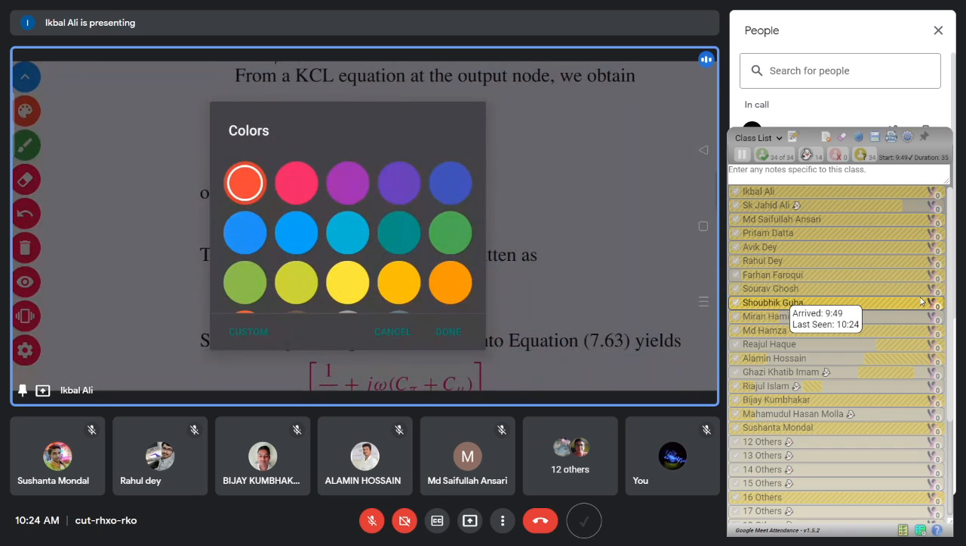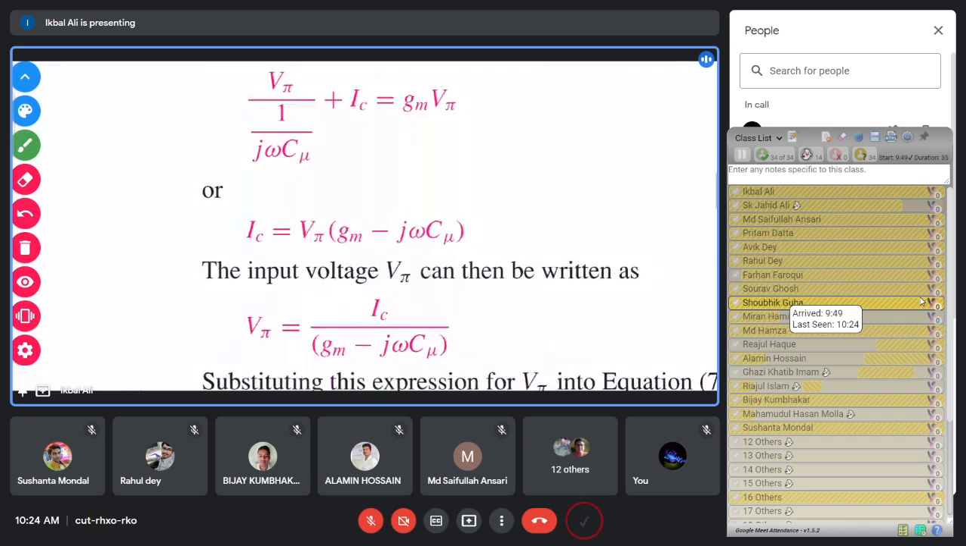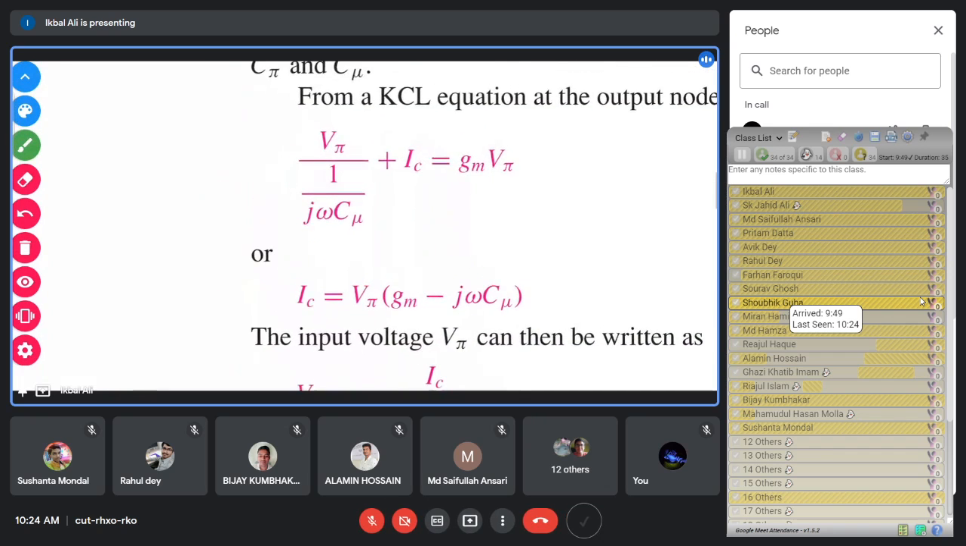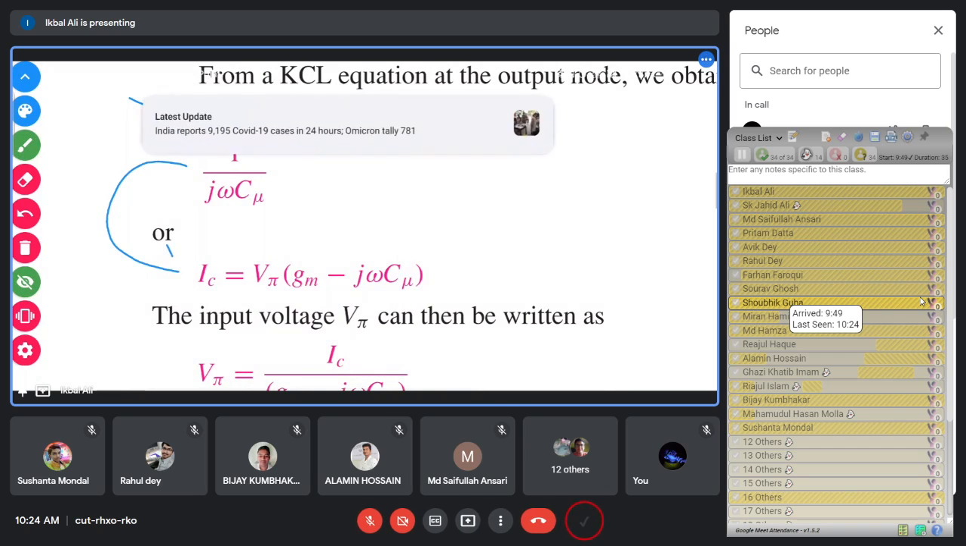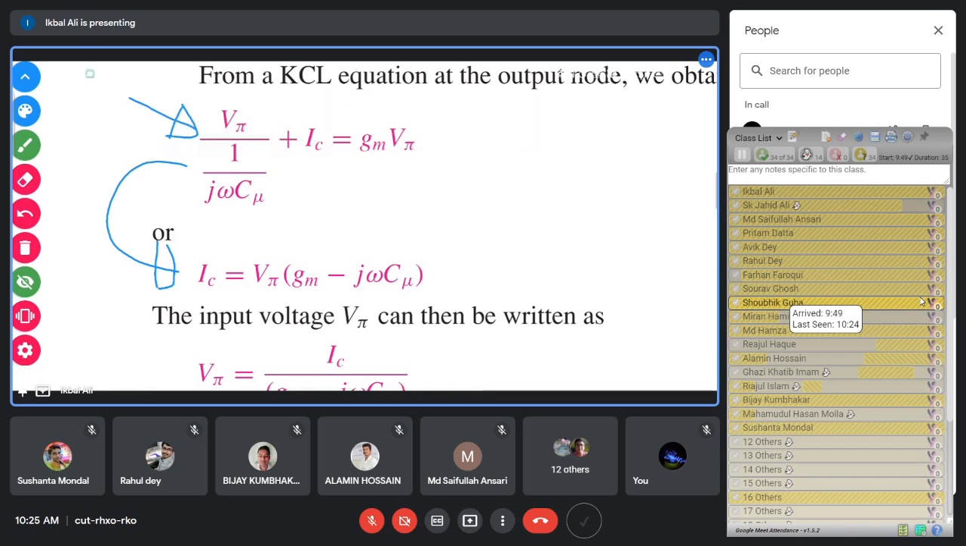So now you see, from this equation, we can get this one very easily. Because if you only isolate IC, you have to make this the left side of the equation. So it will be Gm V pi. You take the V pi common.